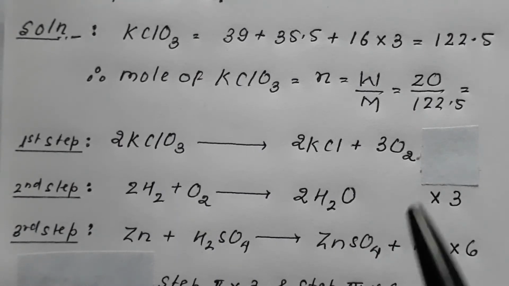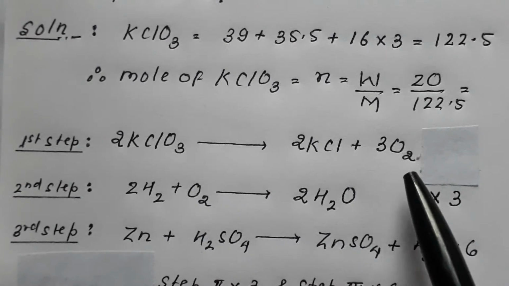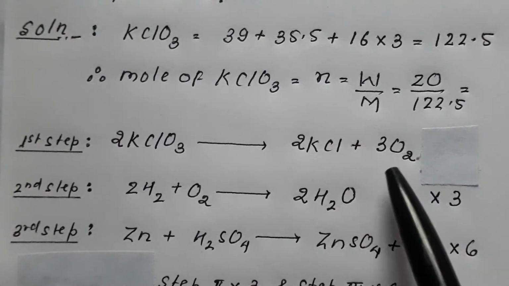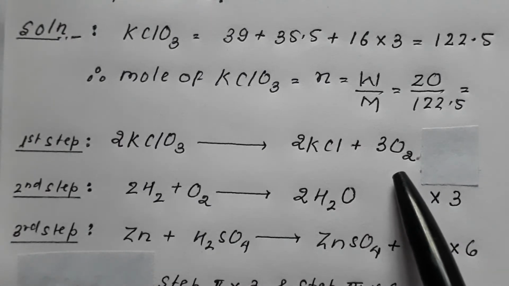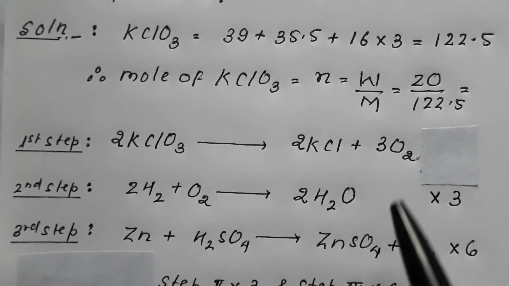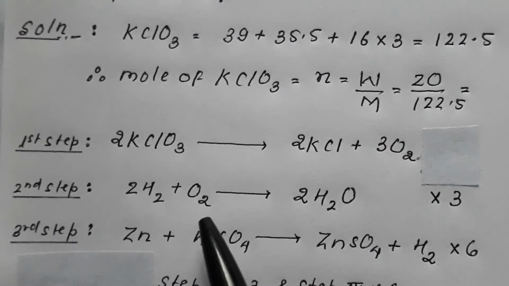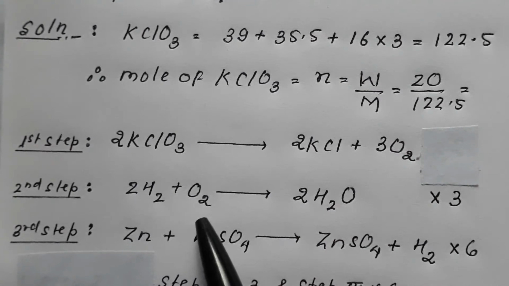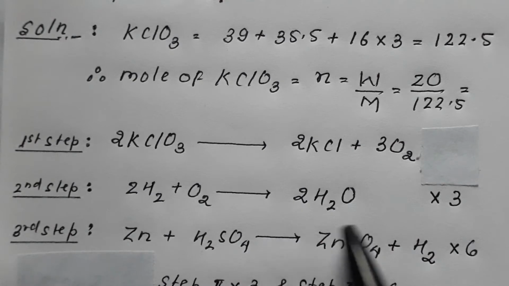Now it is said that the oxygen produced by KClO3 is to be reacted with hydrogen. So when oxygen is made to react with hydrogen, what happens? 2 molecules of hydrogen react with 1 molecule of oxygen to produce 2 molecules of water. Is the reaction balanced? Yes, it is balanced. 2H2 plus O2 gives 2H2O.